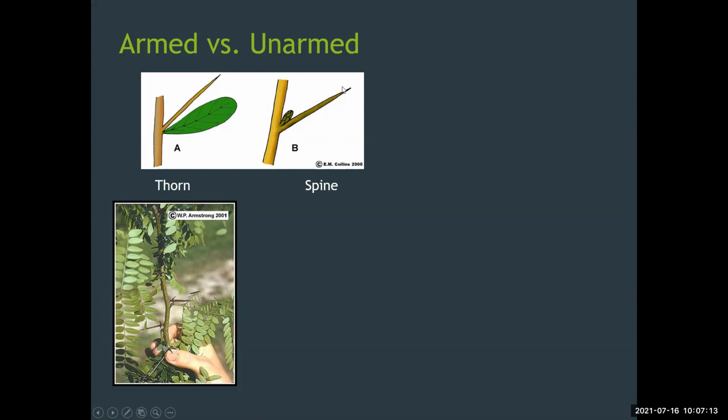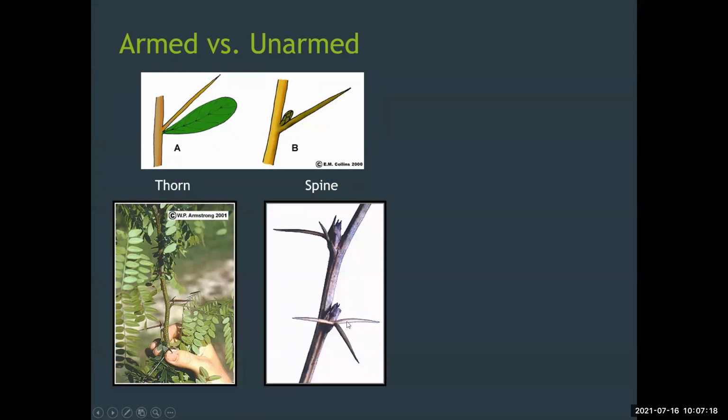We can also have spines, which are modified leaves. So here we've got a nasty looking three-parted spine, which was modified from a leaf. And we know that because we've got a bud right above it.